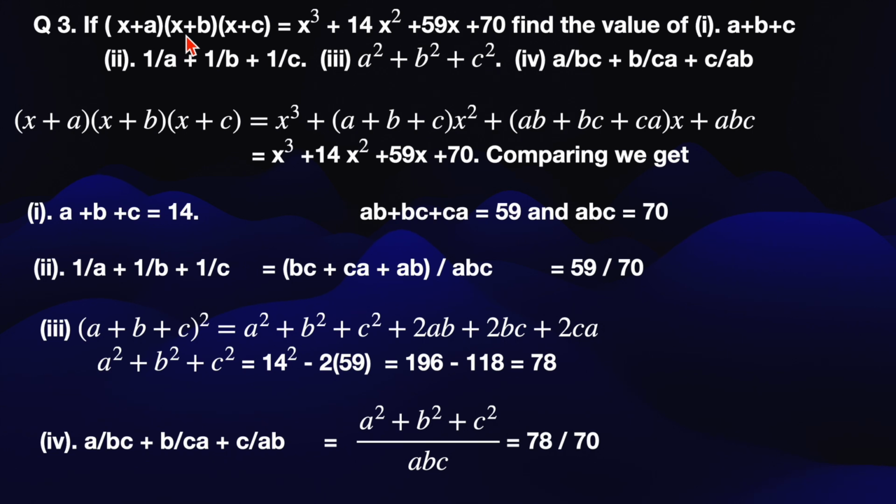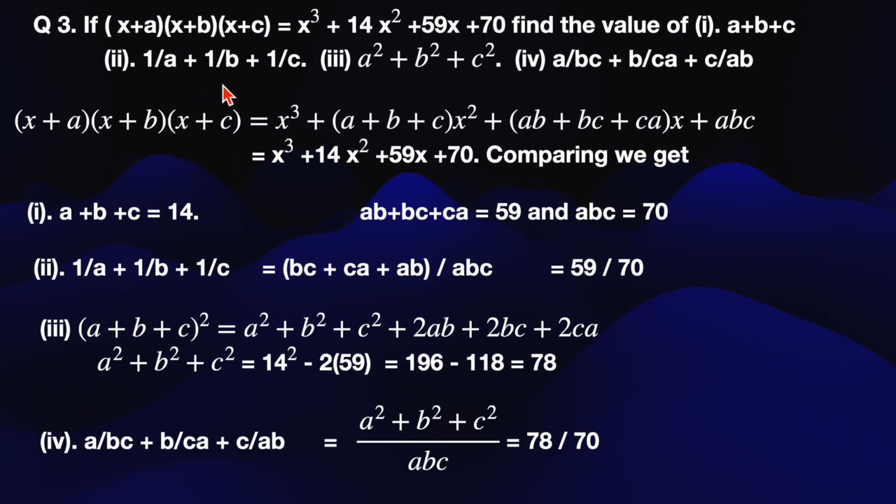If x plus a into x plus b into x plus c is equal to this, find the value of a plus b plus c. Okay, so this is the general formula. So a plus b plus c is the coefficient of x square. So what is the coefficient of x square in the sum? 14. So 14 is the first answer.